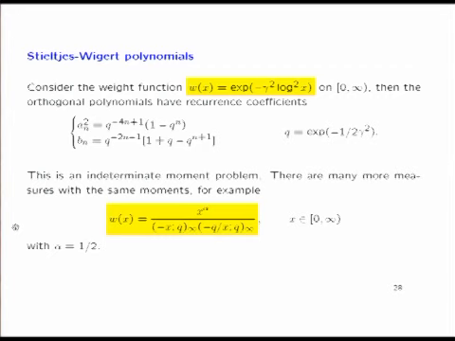There are many weights available. You don't really have to take this log normal weight. This is also a weight for the Stieltjes-Wigert polynomials. It has this product of two Q Pochhammers, and it's a very peculiar problem. It has -x here and -q over x here. And actually, this is a Jacobi theta function. You can see that by using the Jacobi triple product identity.